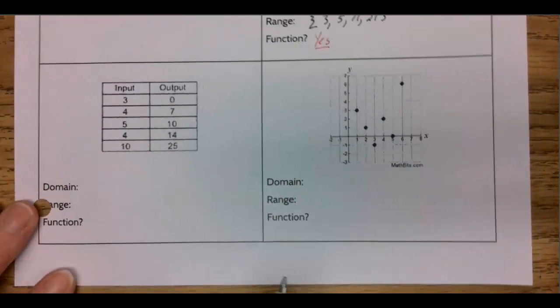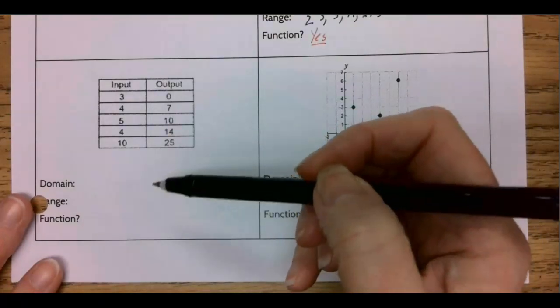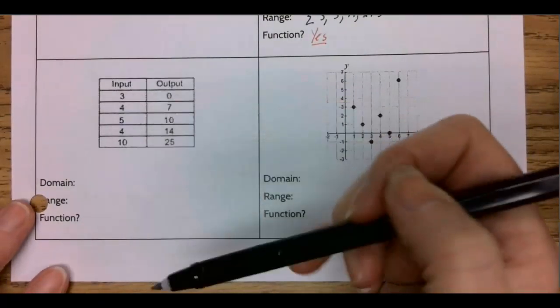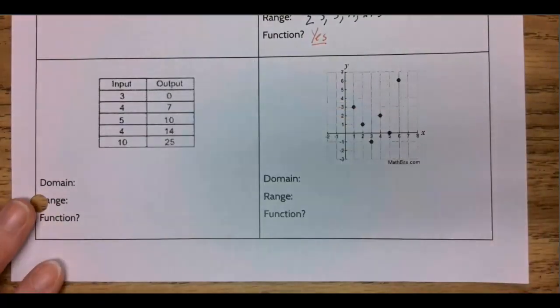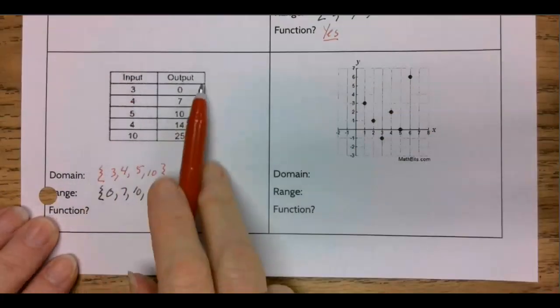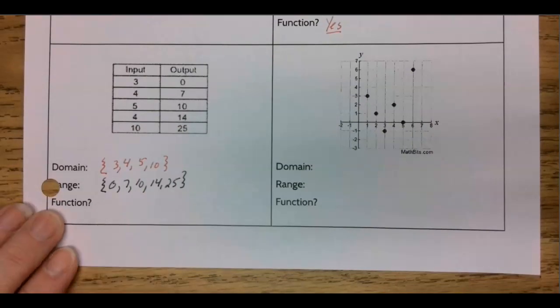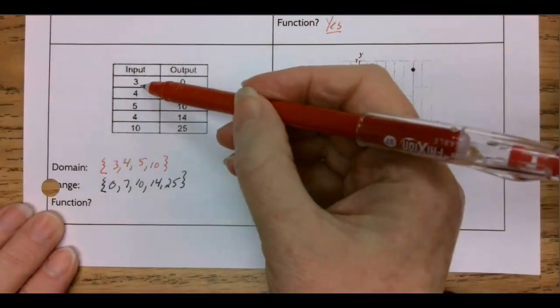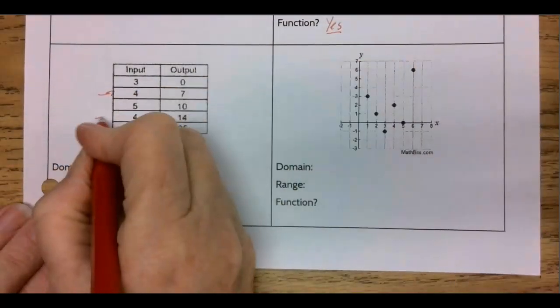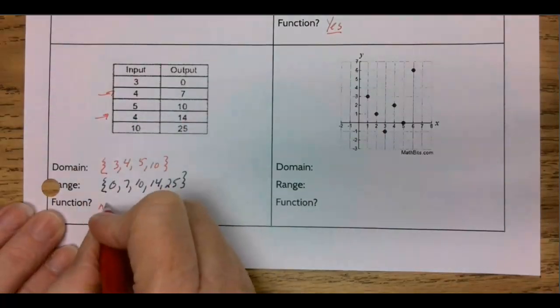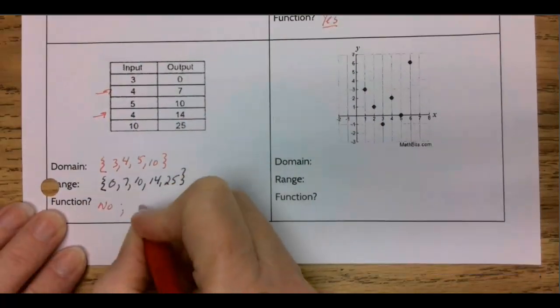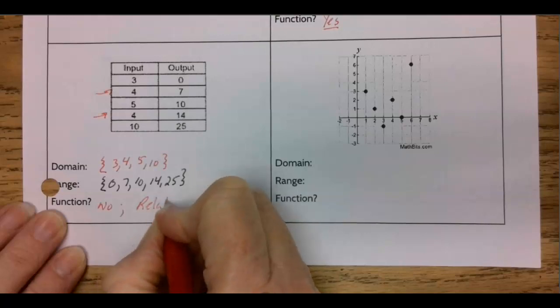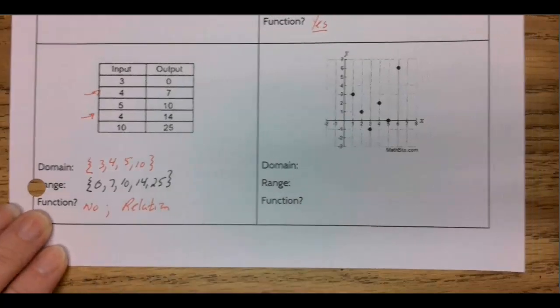So domain and range, what I'd like you to do is right now pause your video and write down the domain and write down the range. Okay, pause yours and do it, then we'll compare answers. So our domain goes with our x values, our range goes with our y values. Is this a function? Okay, well, hopefully you noticed we had 2 4s for an x value. So no, this is not a function. It, of course, remember, is a relation, but everything on this page is a relation.